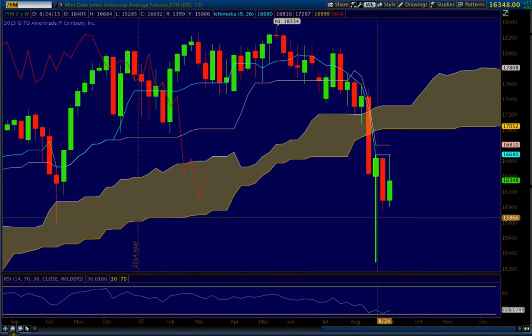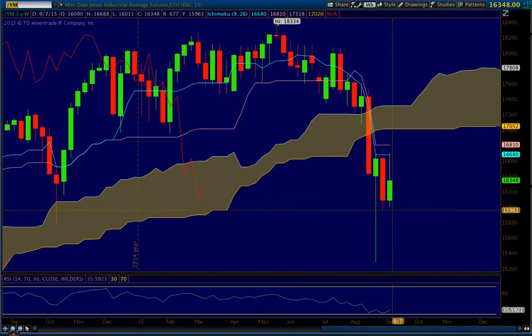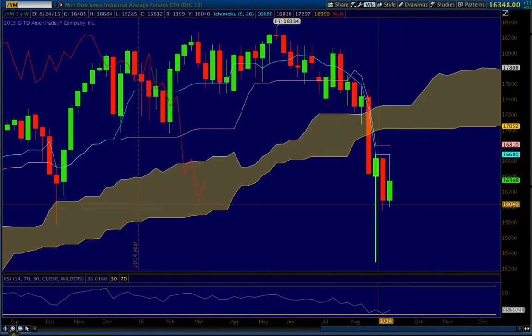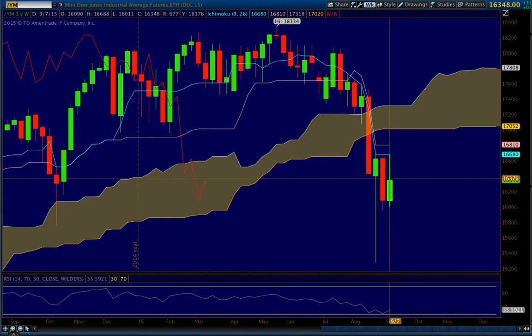We do, however, have tweezer bottoms down here at the bottom of both of these candles, and we do also have a fast time frame uptrend, as we had on this last week's candle. We had a higher high and a higher low from the candle prior to that.